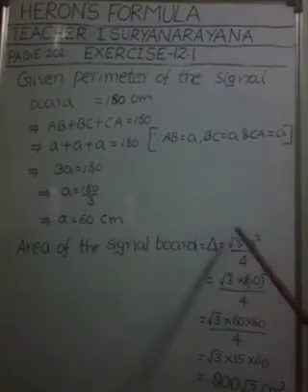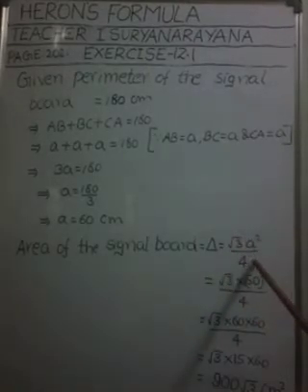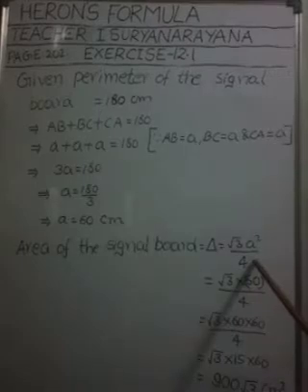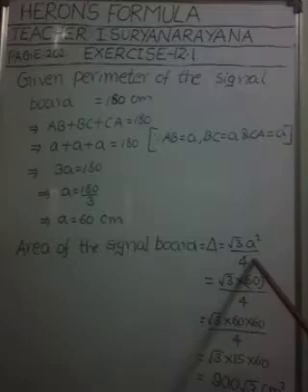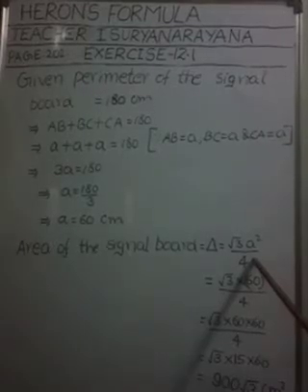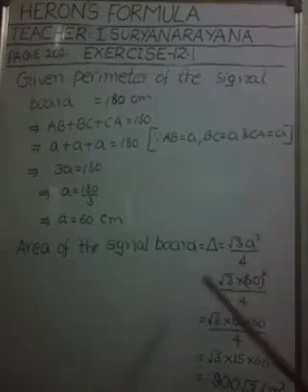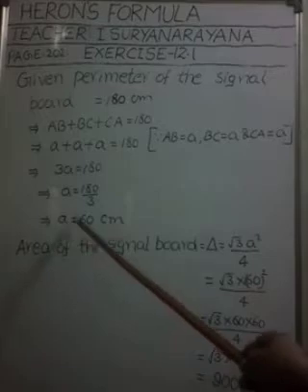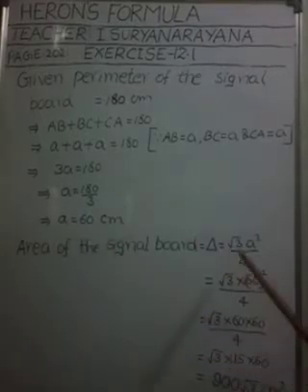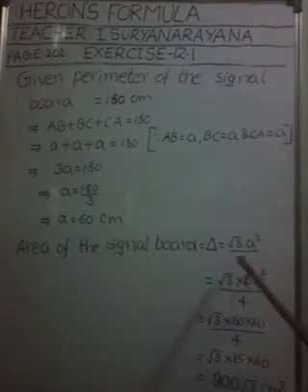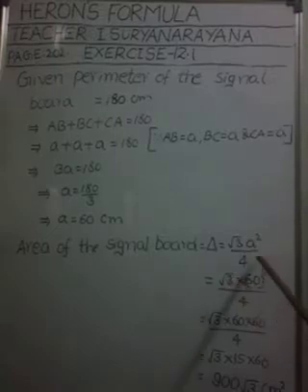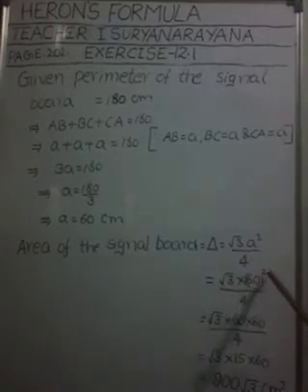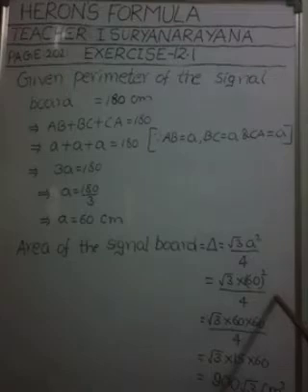Delta is equal to root 3 a square by 4. We have already found the area of the signal board. Okay, my children, in the first part of this question, we have found it. We are writing that result here. Right, is equal to, in this formula, we are substituting the value of A. We have found here A value. We substitute that A value in this step. So, root 3 into A means here 60 square by 4. Understood this step, my children?